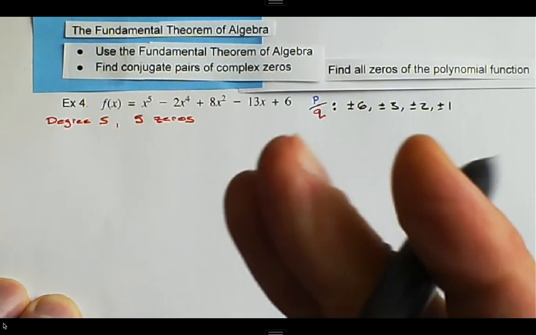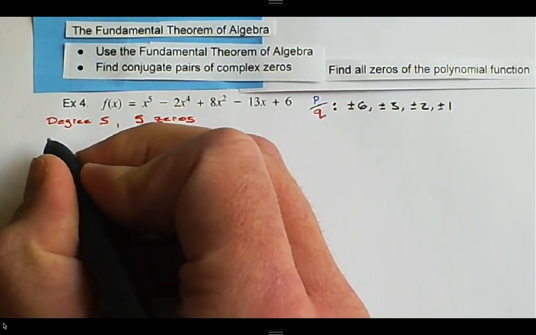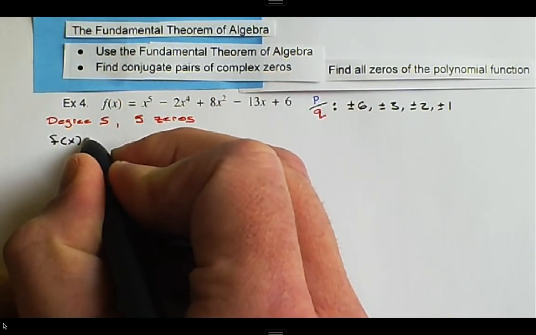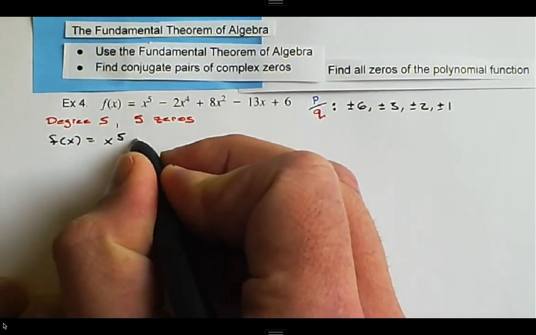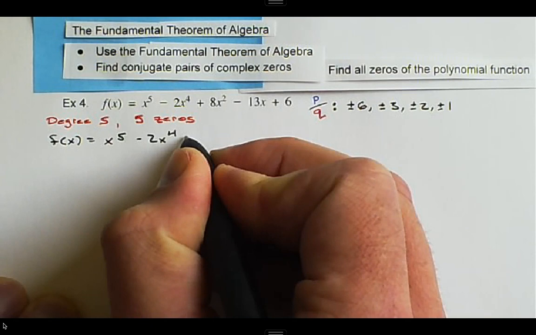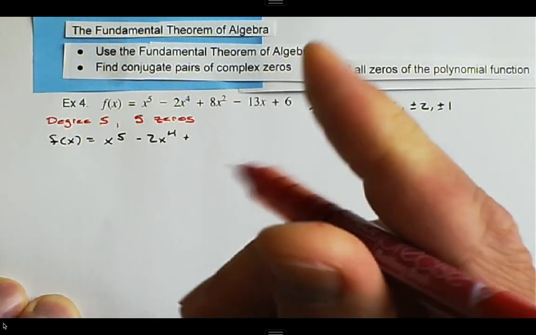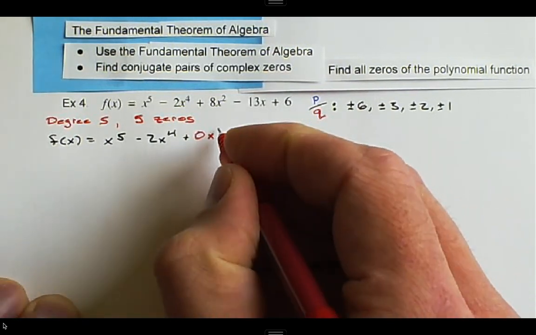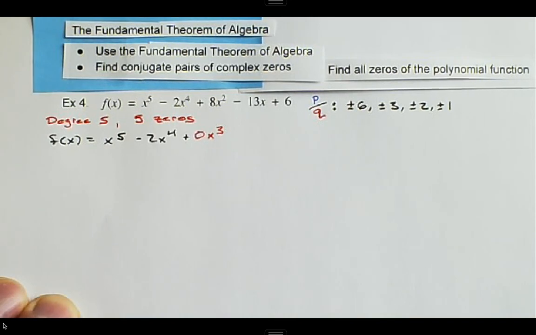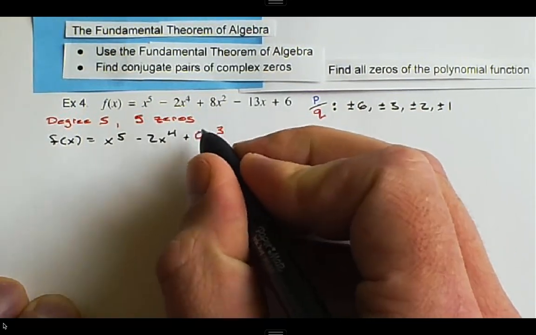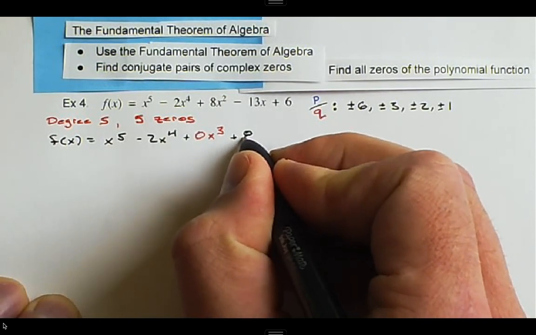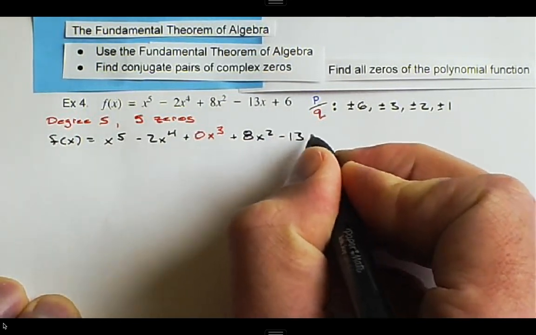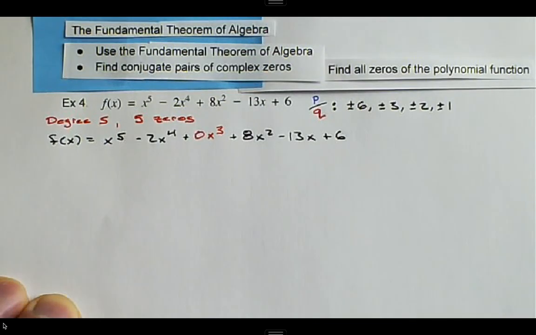So I want to rewrite this just so I make sure I remember all the coefficients. And so we have f of x equals x to the 5th minus 2x to the 4th plus, in this case, we're going to have a 0x cubed. We're going to add that one in there because we need to account for all the degrees in descending order. Next, we come to plus 8x squared minus 13x plus 6. So when we use synthetic substitution, we're going to use those coefficients.